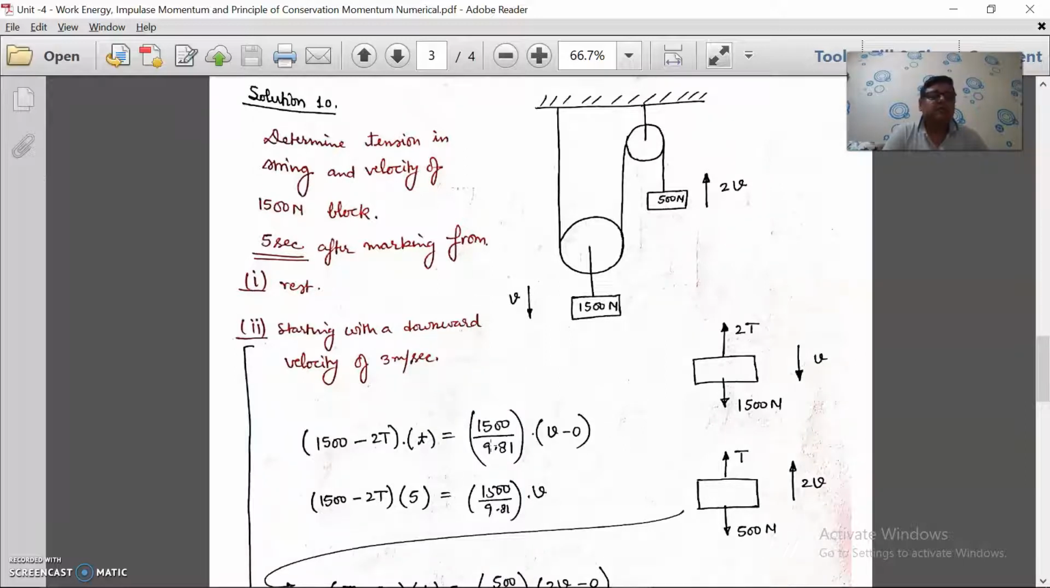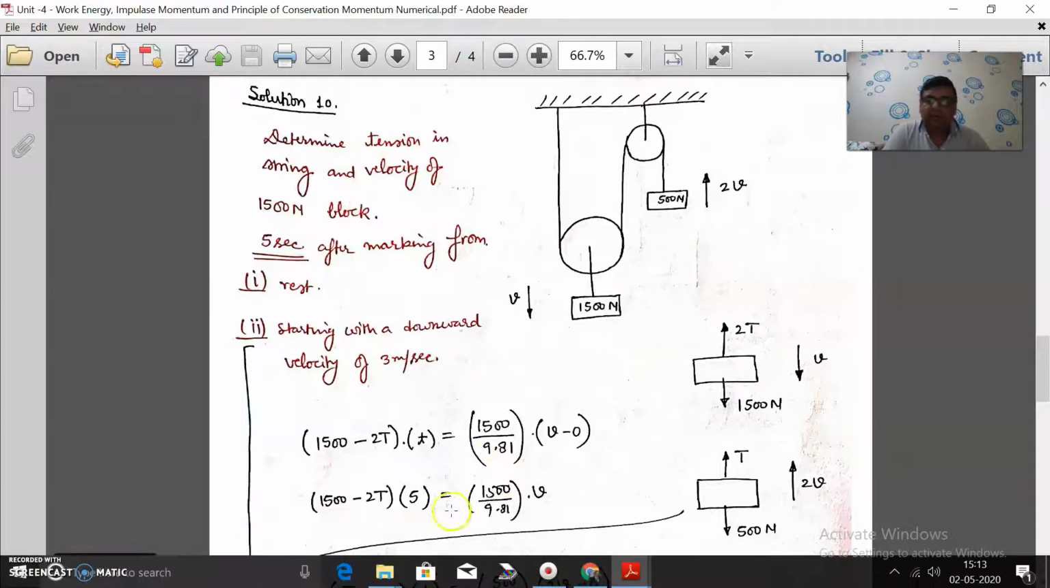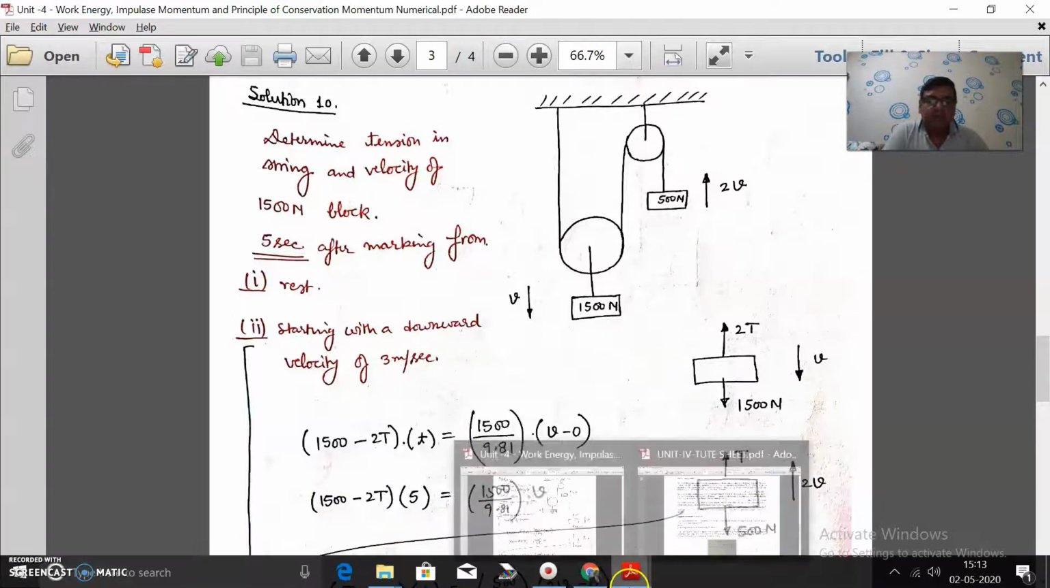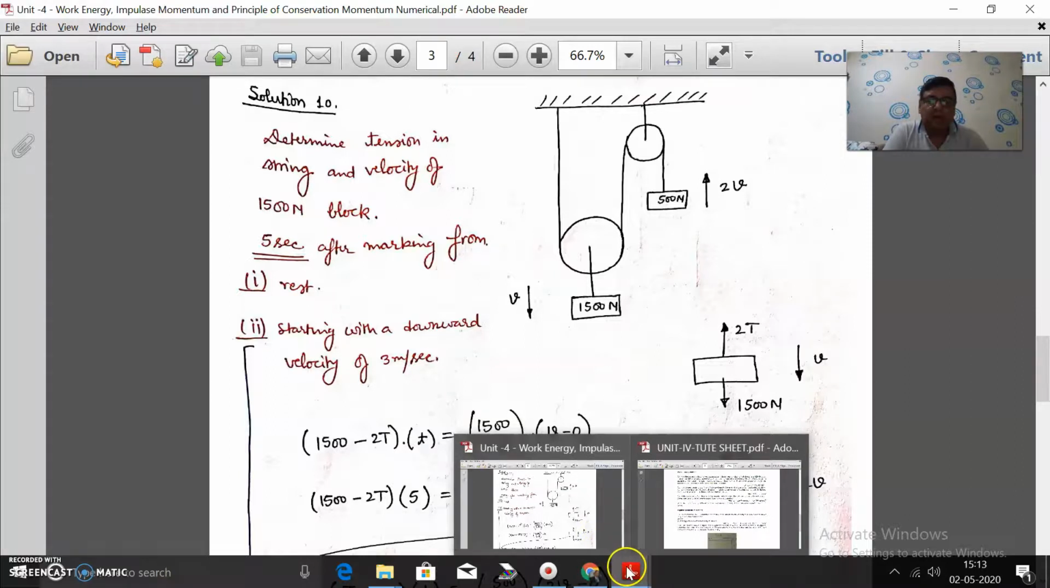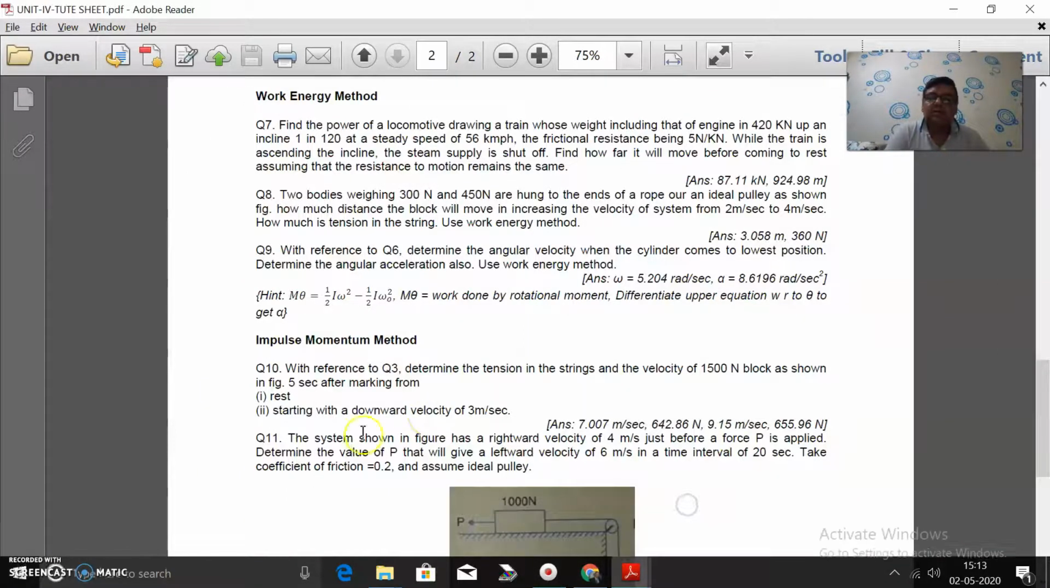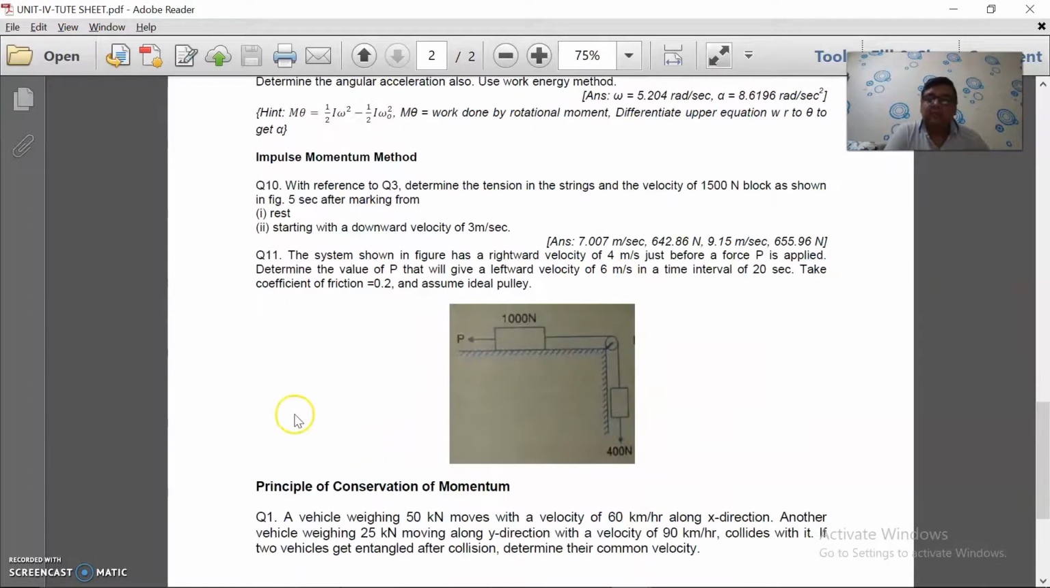Similarly, there are so many questions you can solve from the book. In case of any issue, please feel free to contact me. Now the last question, this is the 11th question, is also based upon the same strategy. You can try to solve it.